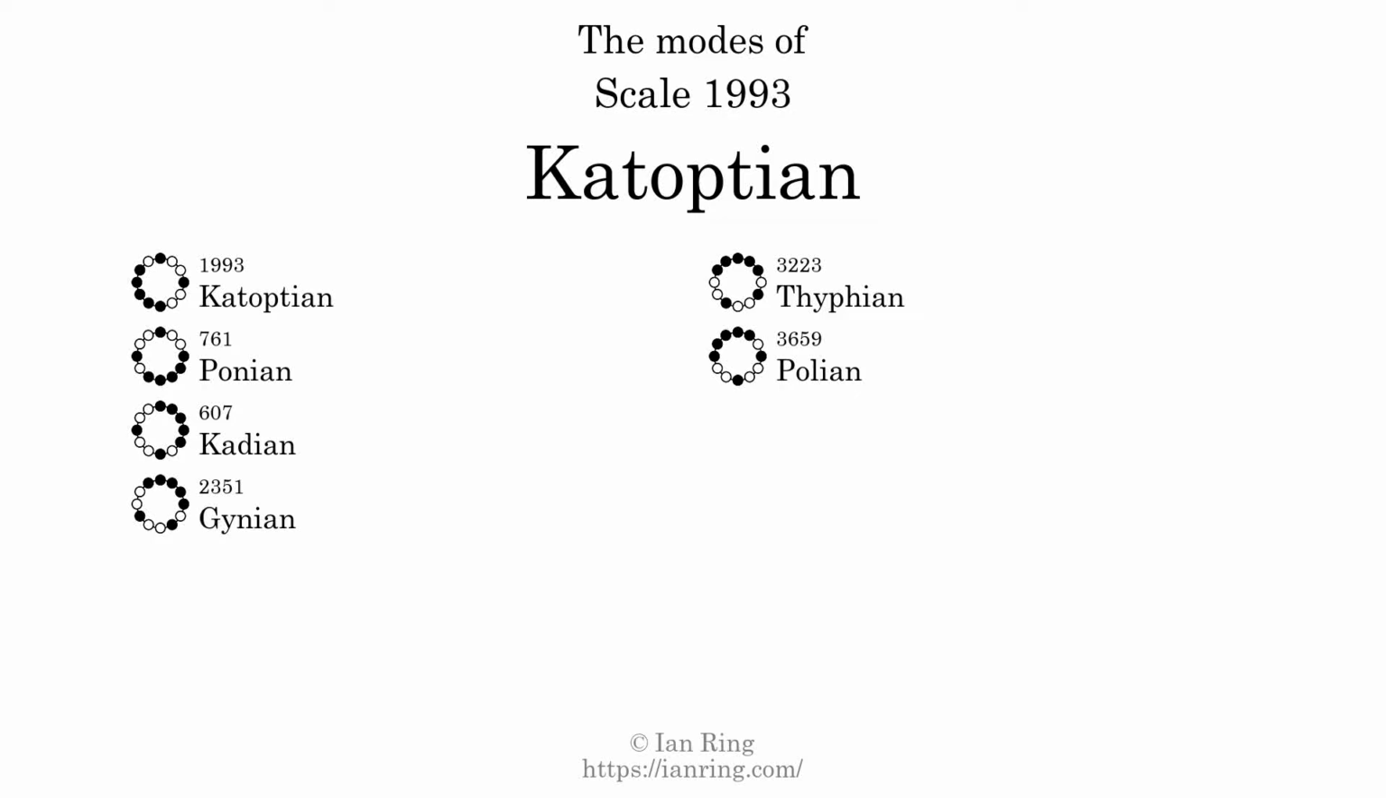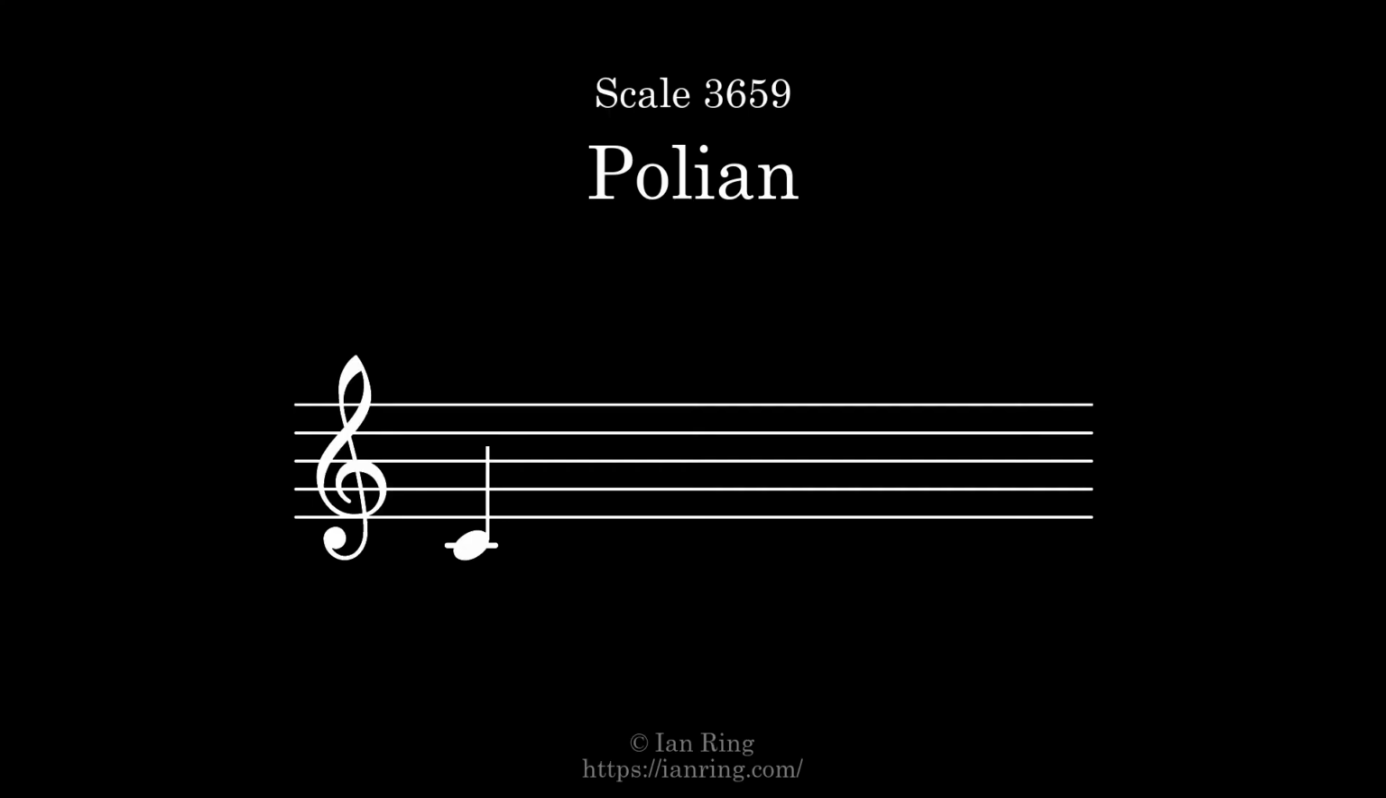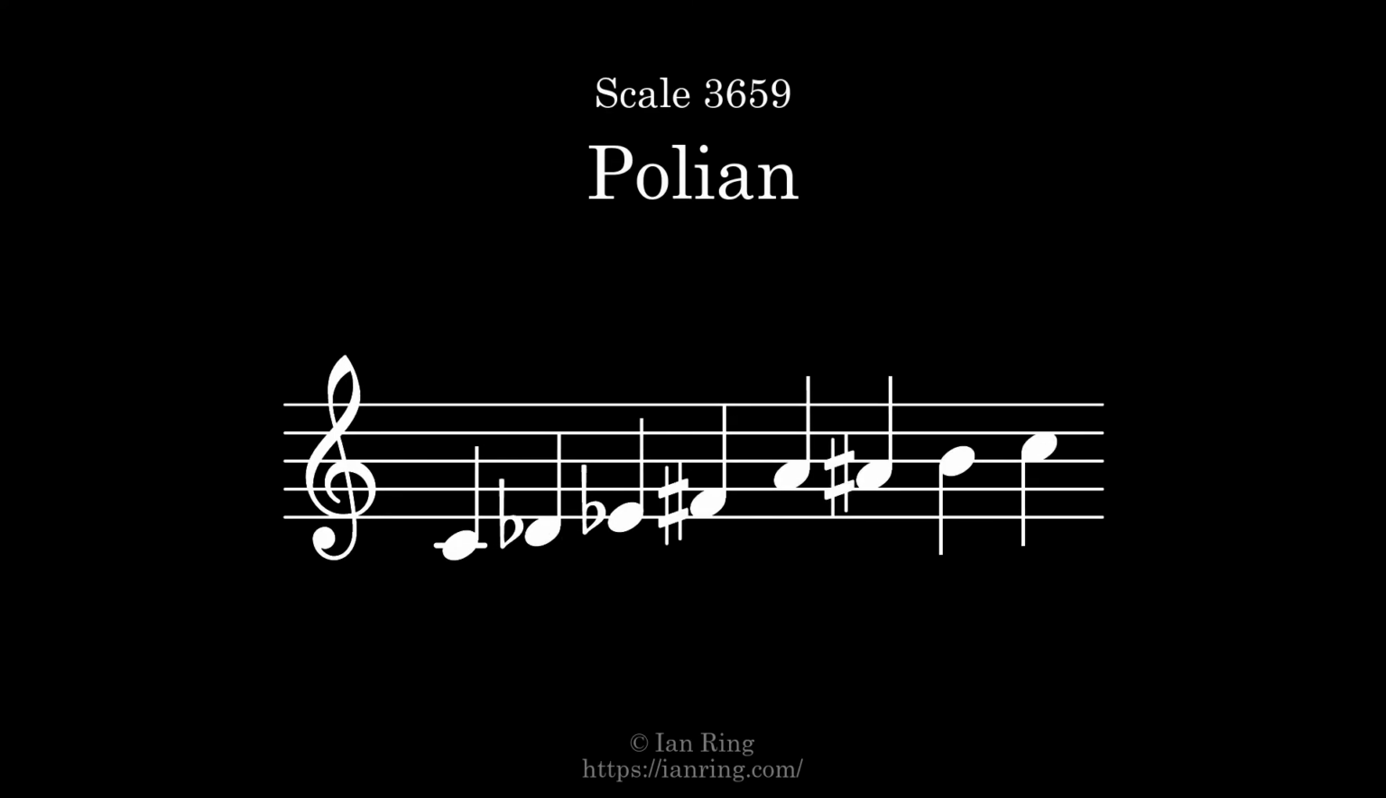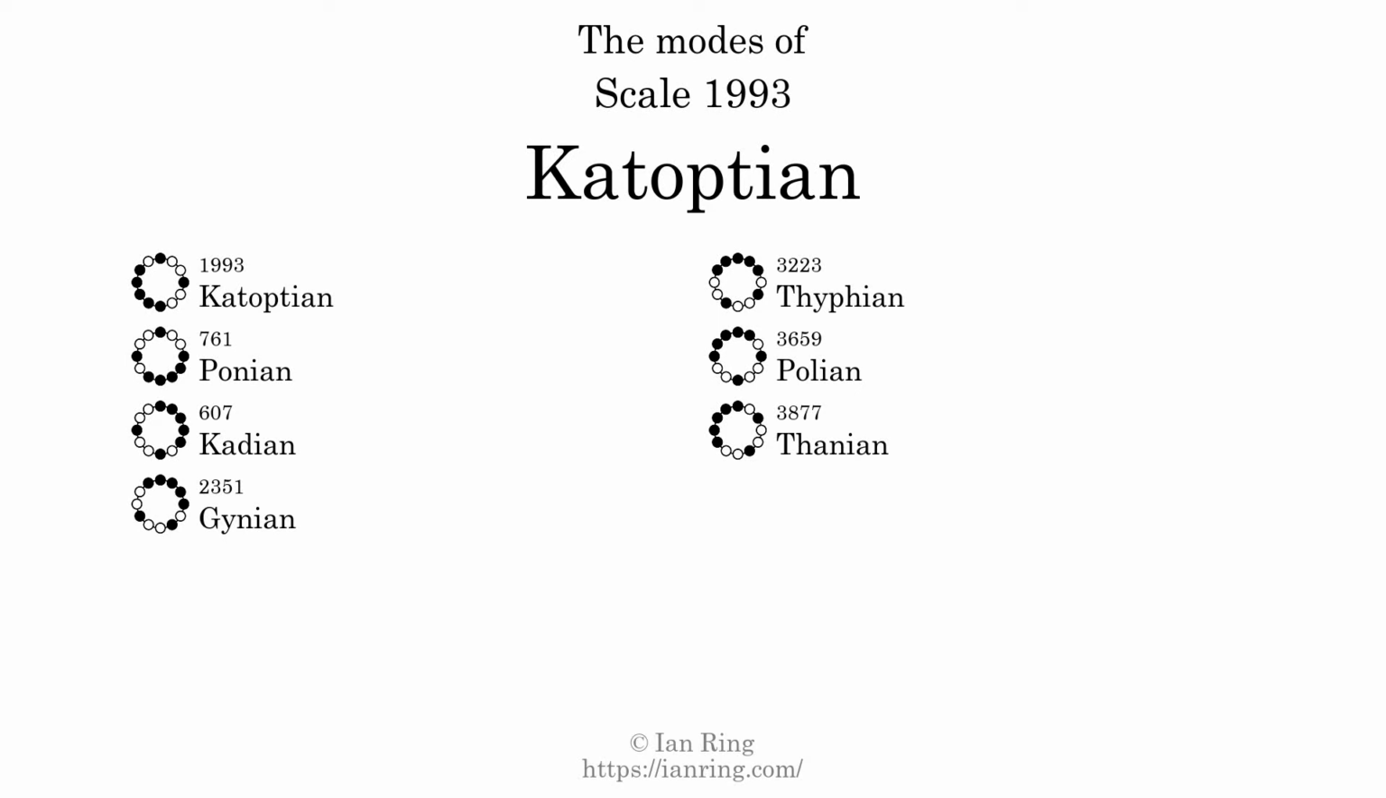The sixth mode is scale 3659, also known as Polian. It sounds like this. The seventh and last mode is scale 3877, also known as Thanian. It sounds like this.